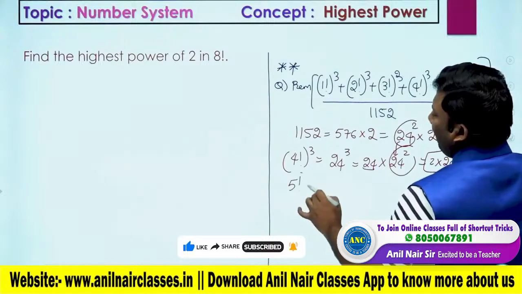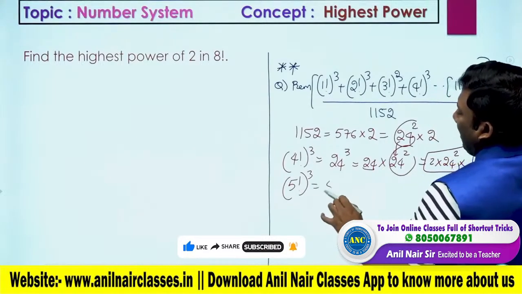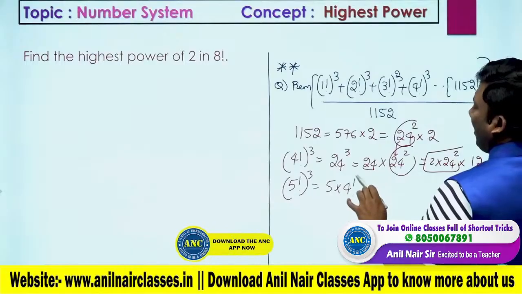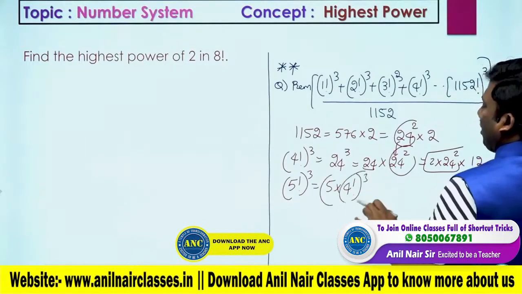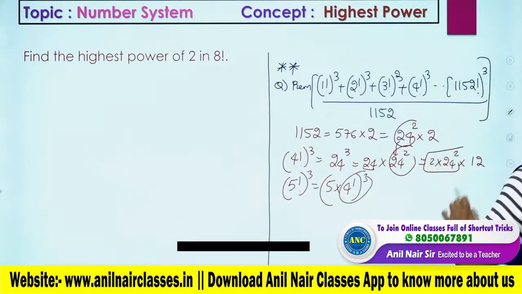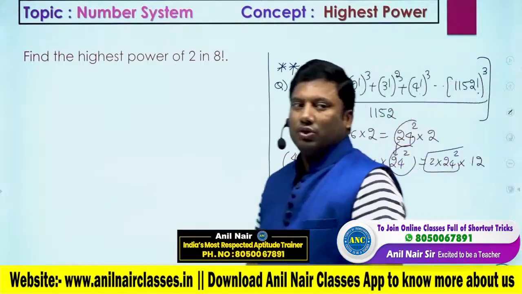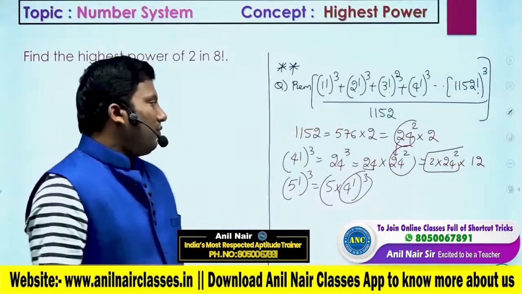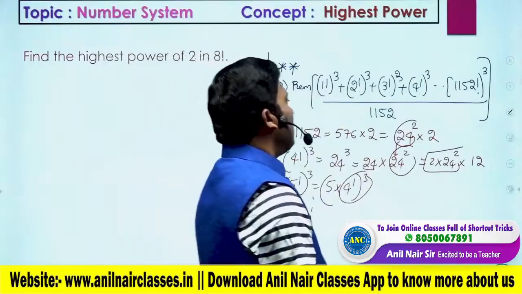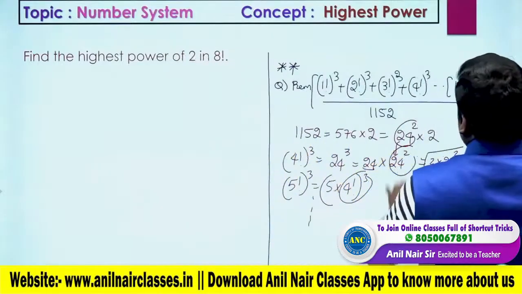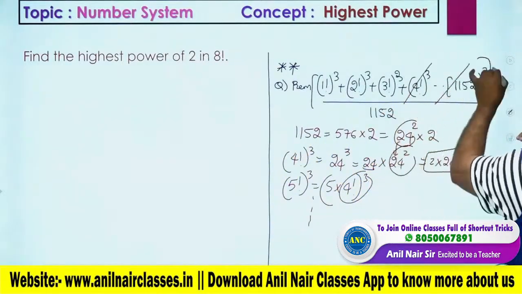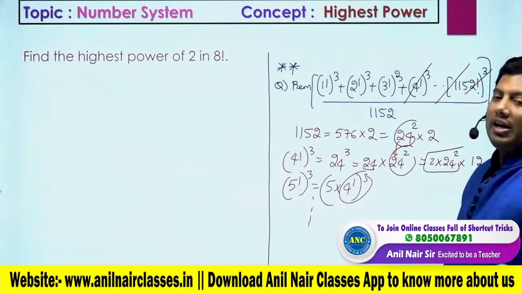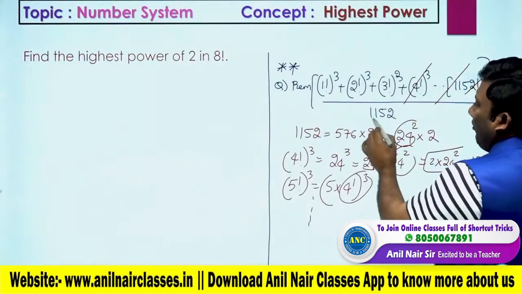If it is 5 factorial whole cube, it is 5 into 4 factorial whole cube. 4 factorial whole cube is divisible by 24 square into 2. And so on. The process continues. From 4 factorial whole cube, all the numbers are divisible by 1152.